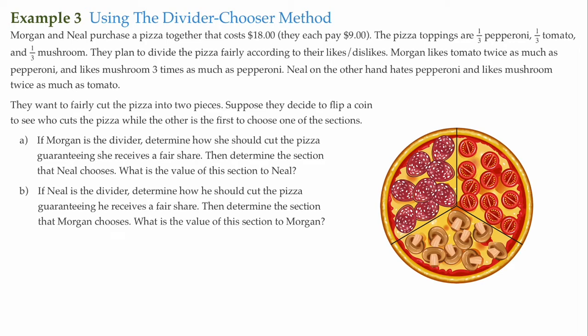So for this example, we will continue with the divider-chooser method. And the idea is the same as the previous example. We have two parties who want to fairly divide a continuous asset. But this time the asset is a pizza, which is a common metaphor used to illustrate fair division. This type of process is sometimes referred to as the fair cake cutting problem.